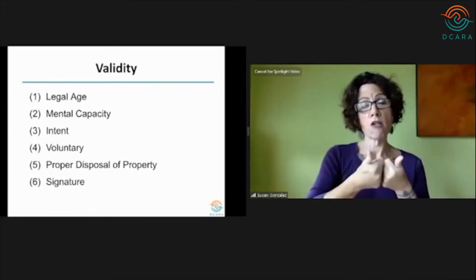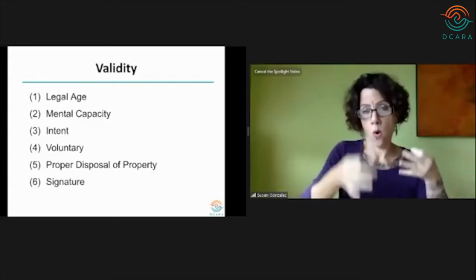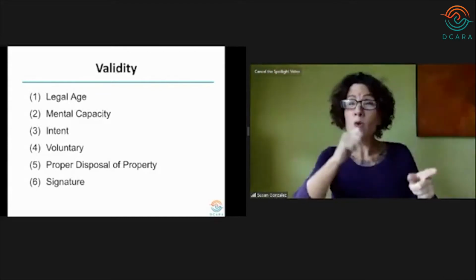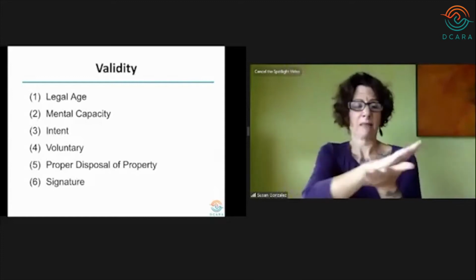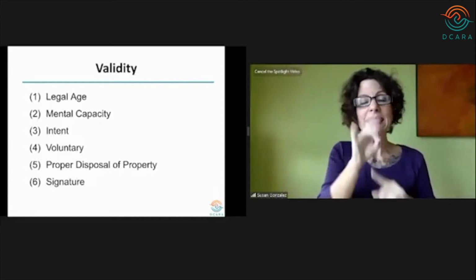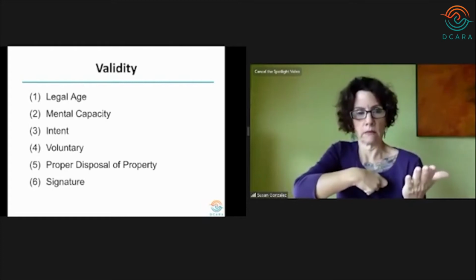Often a legal challenge that will be brought to court is a person will say, this person who signed the document was not in the right state of mind, they didn't have the mental capacity. This document cannot be valid because they did not know what they were writing.